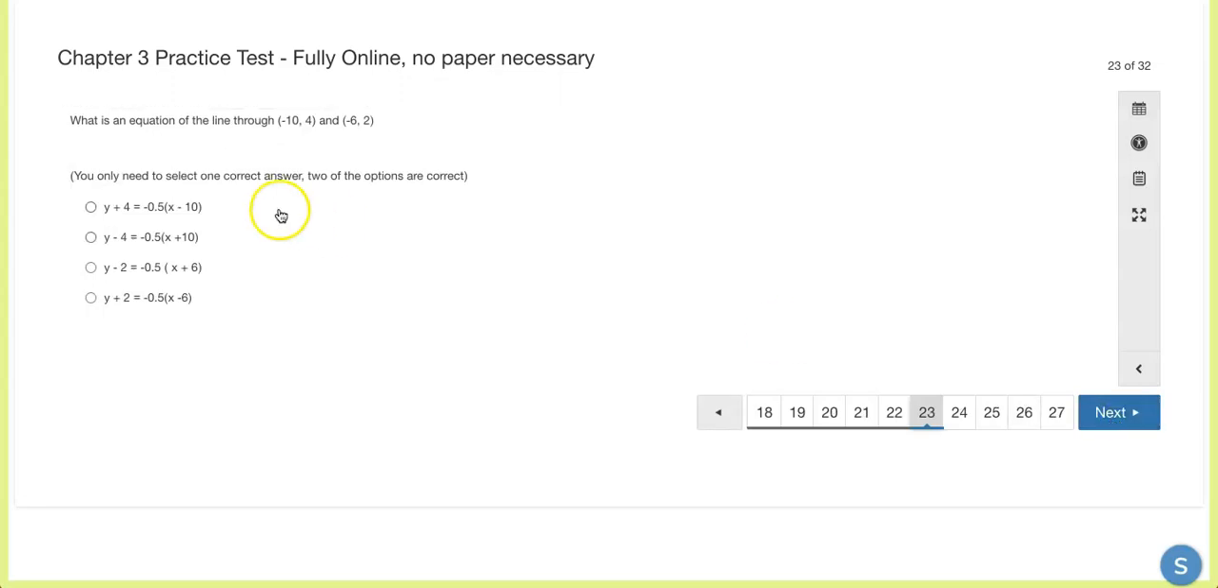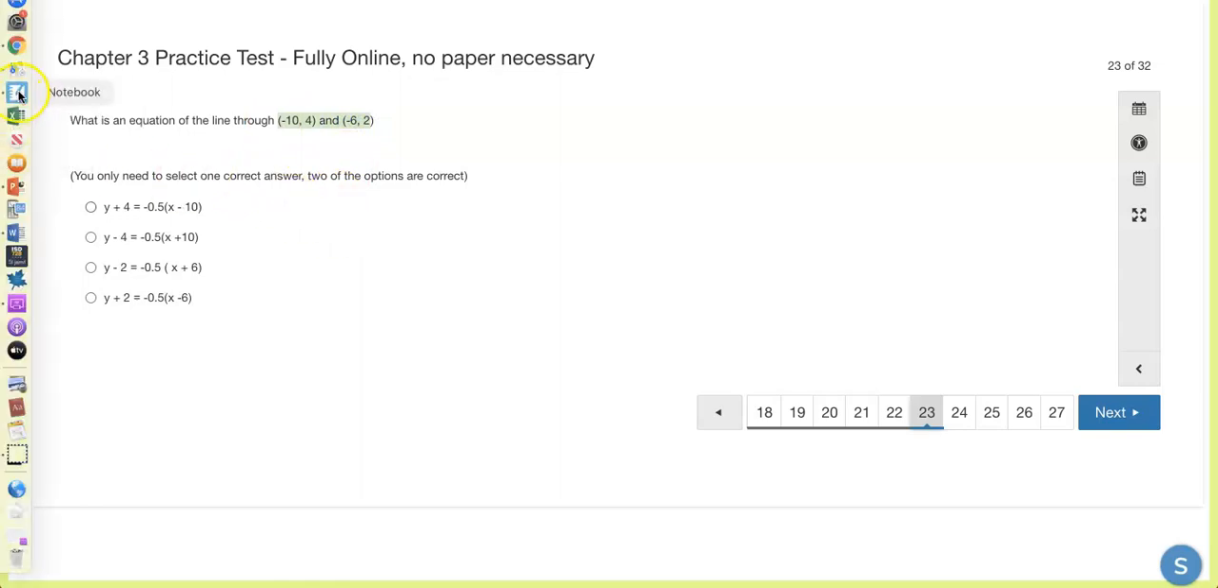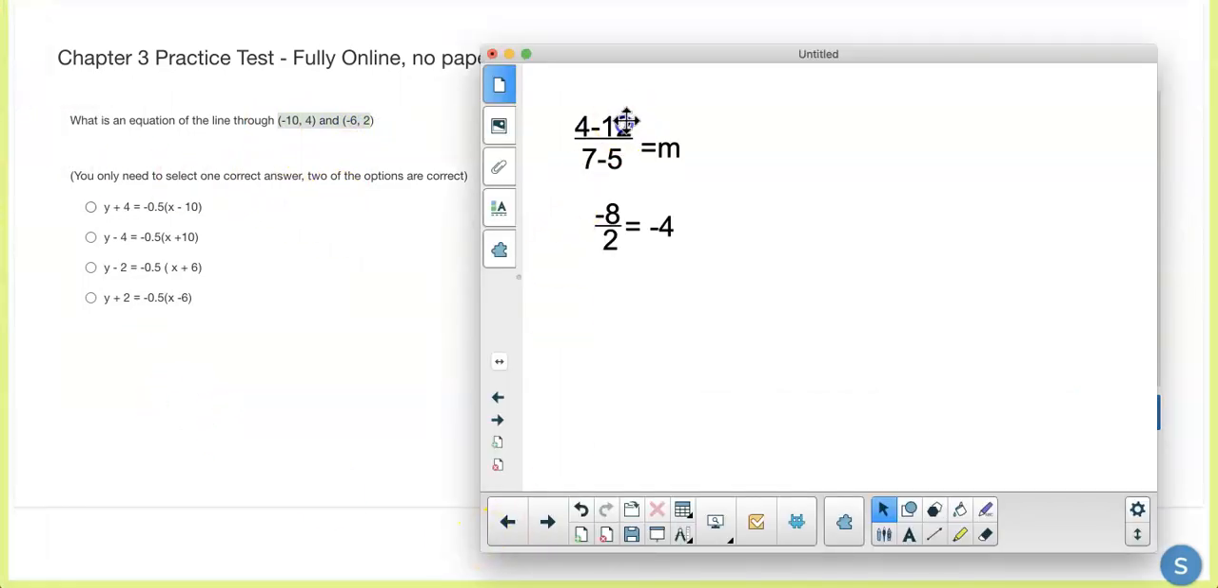Okay. What is an equation of the line through these points? So we're going to have to get a slope first, and then we'll talk about point-slope form. So first, let's find the slope. The y's are 4 and 2. 4 minus 2, that goes up top. On the bottom, I have -10 minus -6.